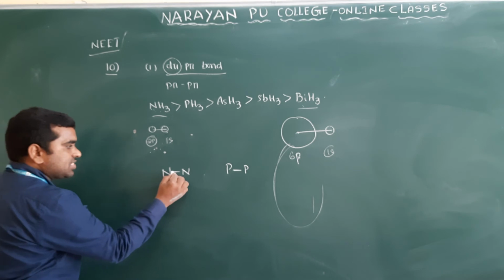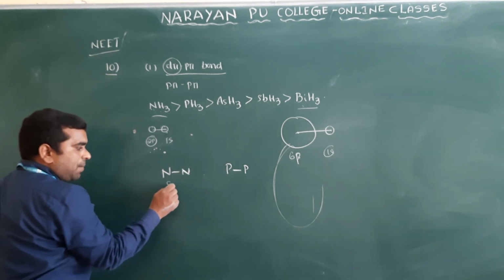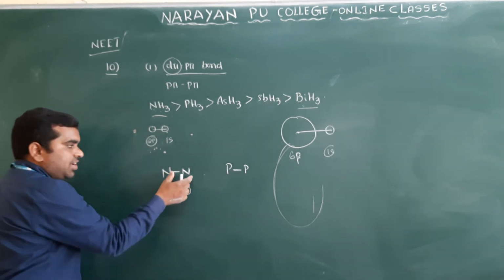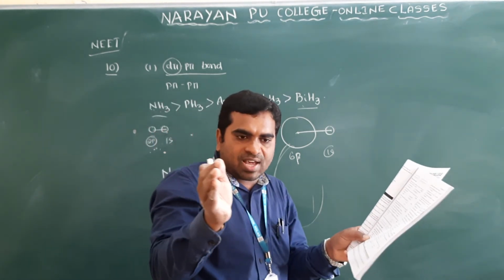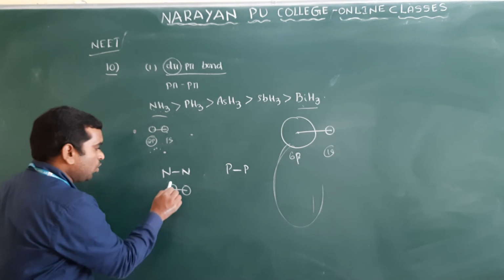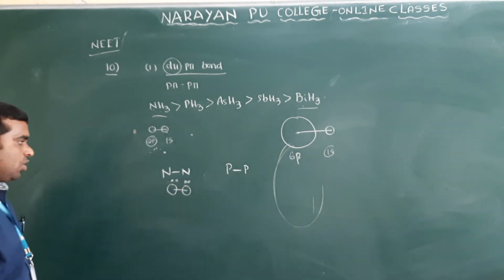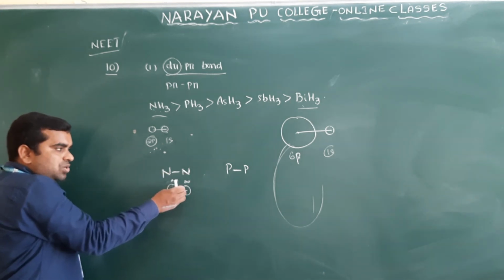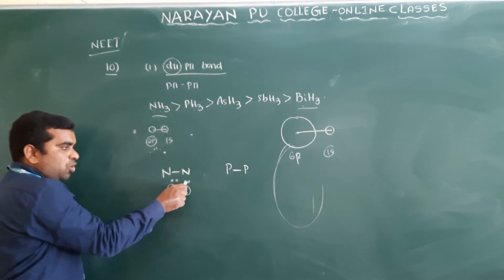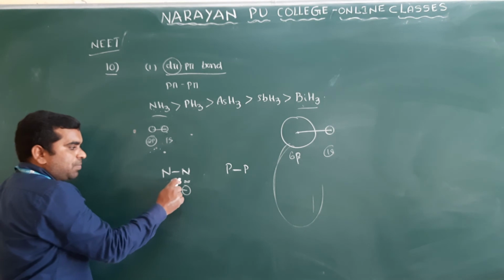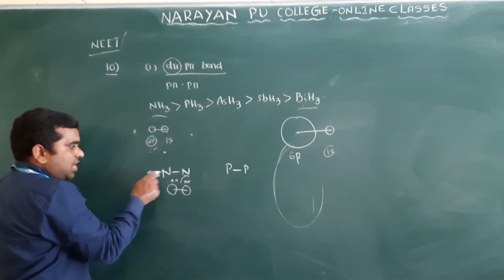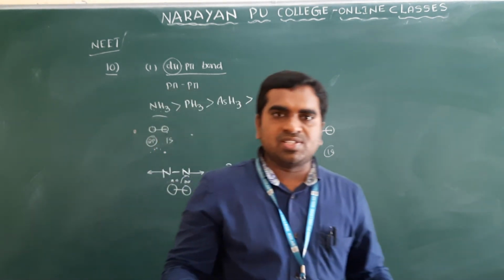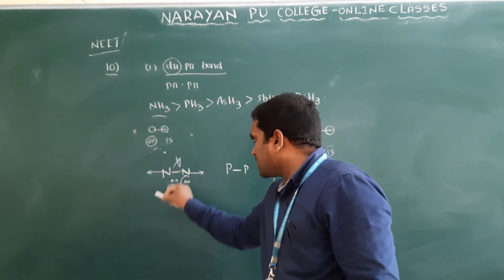Why? Because these are two nitrogen atoms, small in size compared to phosphorus. Being small, they come very close to each other, and nitrogen has a lone pair of electrons. Since they are very close, lone pair repulsions will be high. To avoid that, this nitrogen moves to that side and this nitrogen moves to that side. So the nitrogens move away from each other, and automatically bond length increases and bond strength decreases.